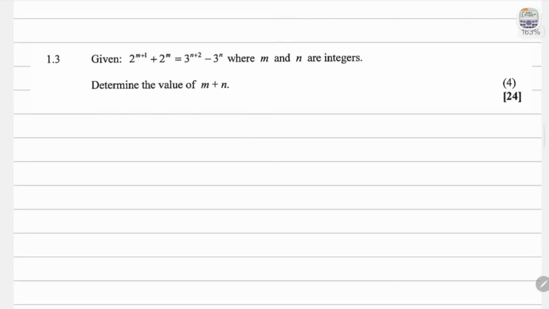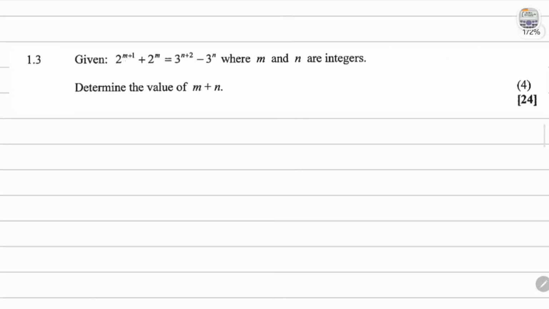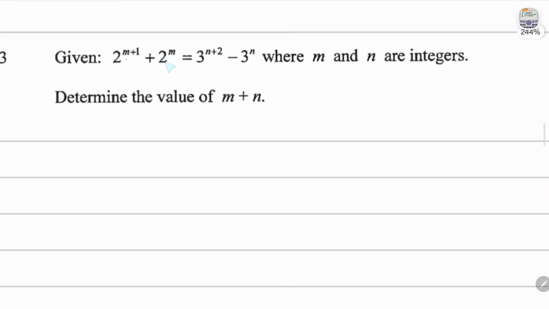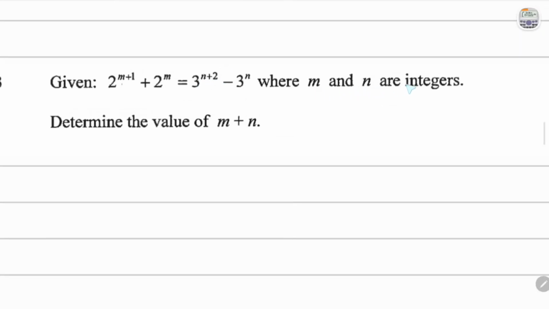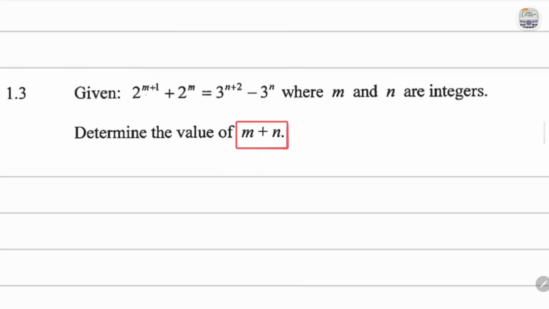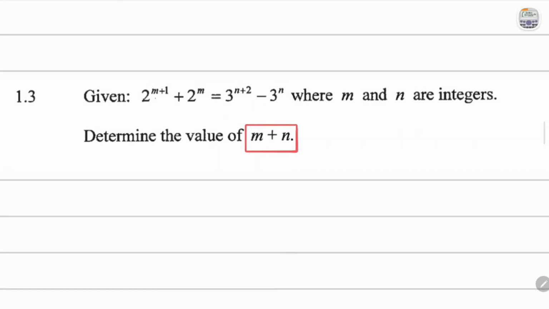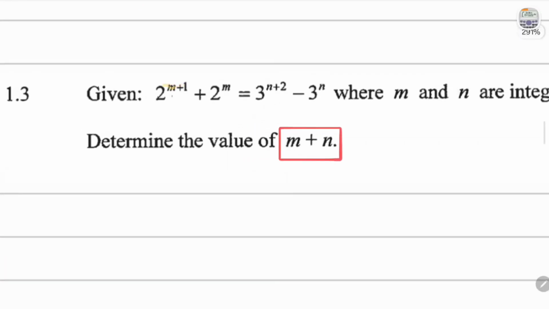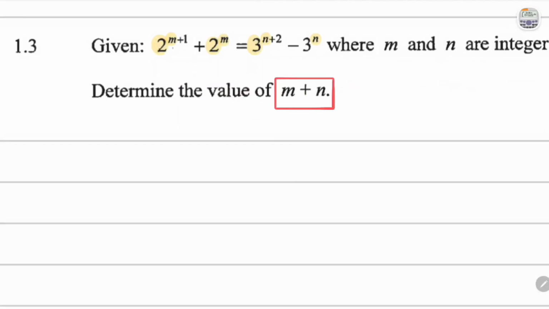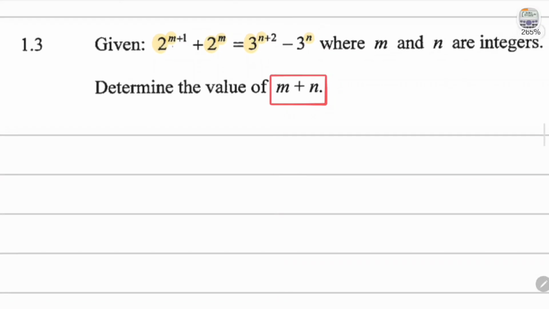Question 1.3 says, given 2 to the power of m plus 1 plus 2 to the power of m is equal to 3 to the power of n plus 2 minus 3 to the power of n, where m and n are integers. Determine the value of m plus n. Okay, so that is our main goal. Notice something that is going on with these terms. We have a repetition of 2 to the power of m here and 3 to the power of n here. So we can expand these so we can better simplify them.